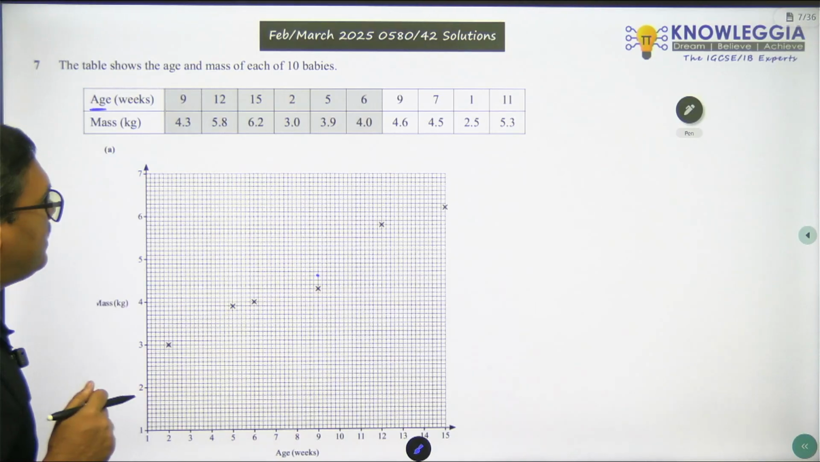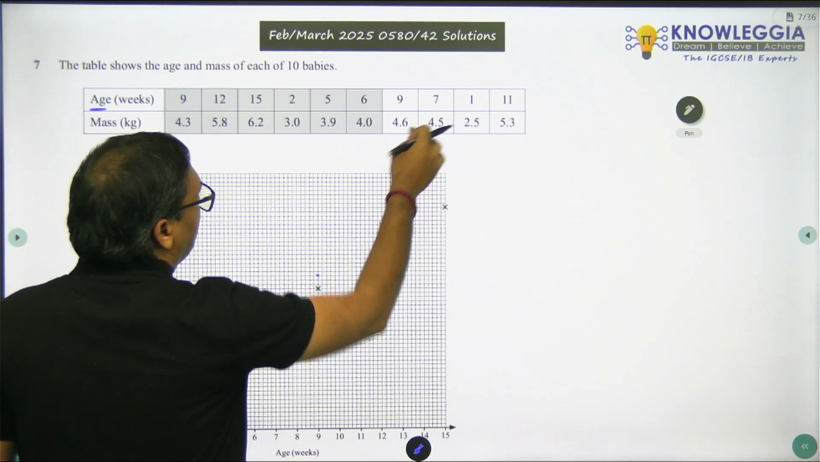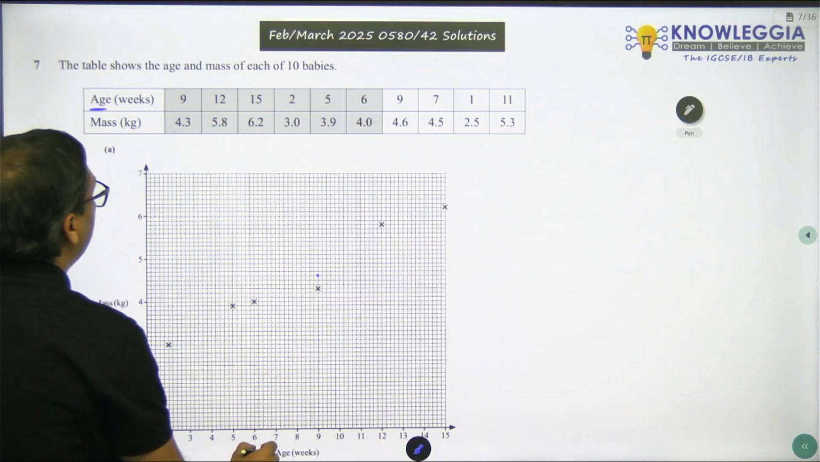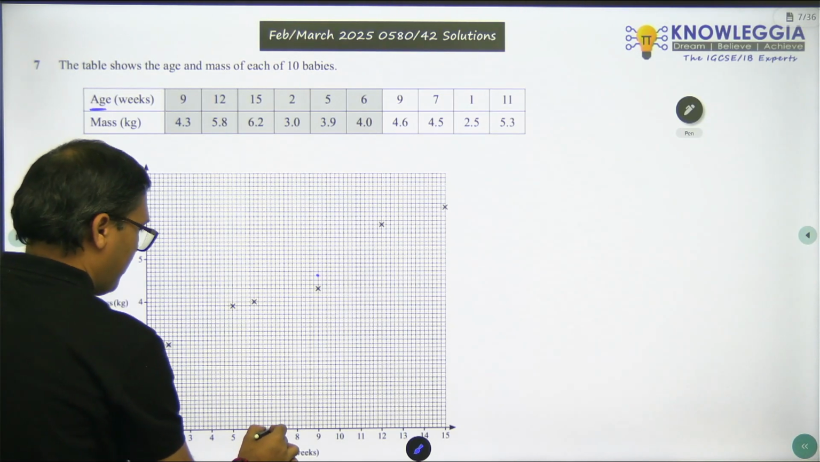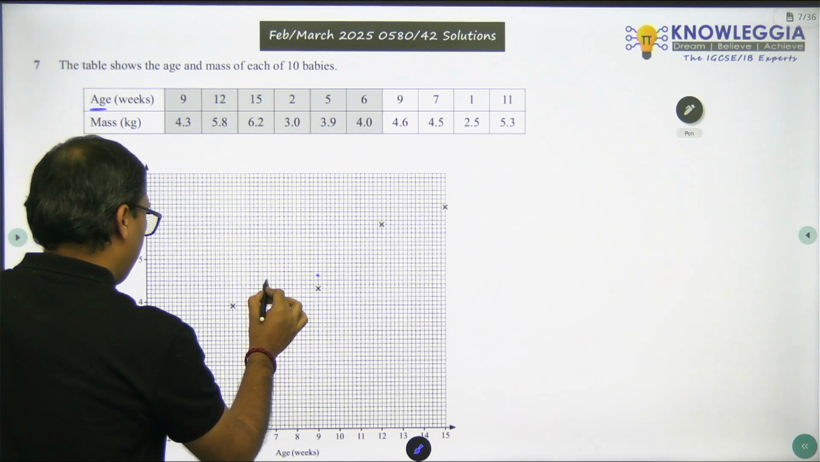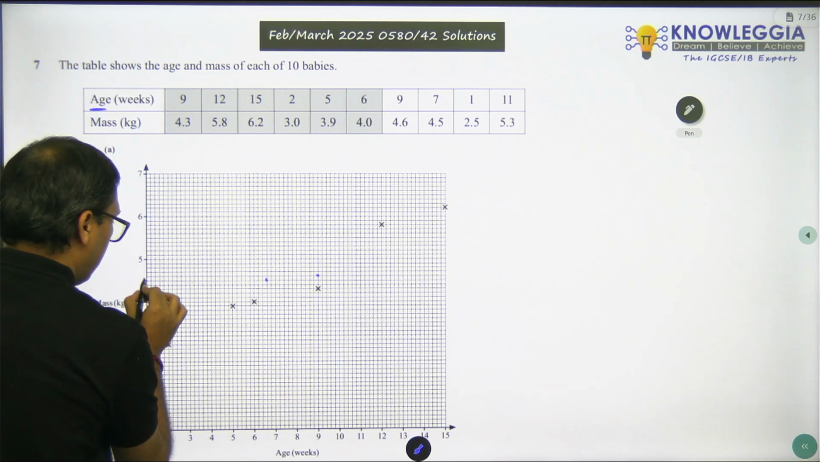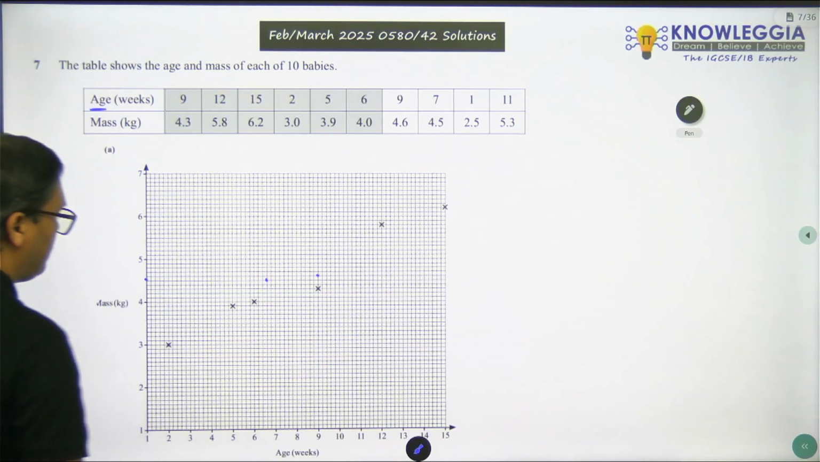Okay. For 9. Then for 7, age is 7 and this is 4.5. So this is 7 and where is 4.5? This is 4.5. So you have to just mark the midpoint. Okay, so this is 4.5.